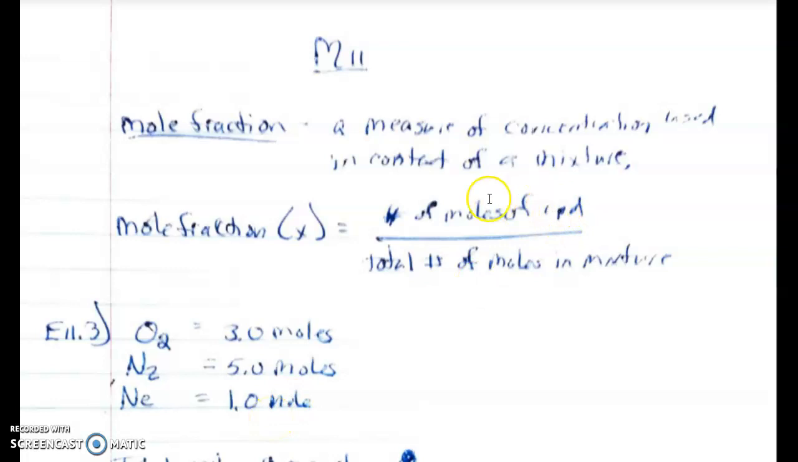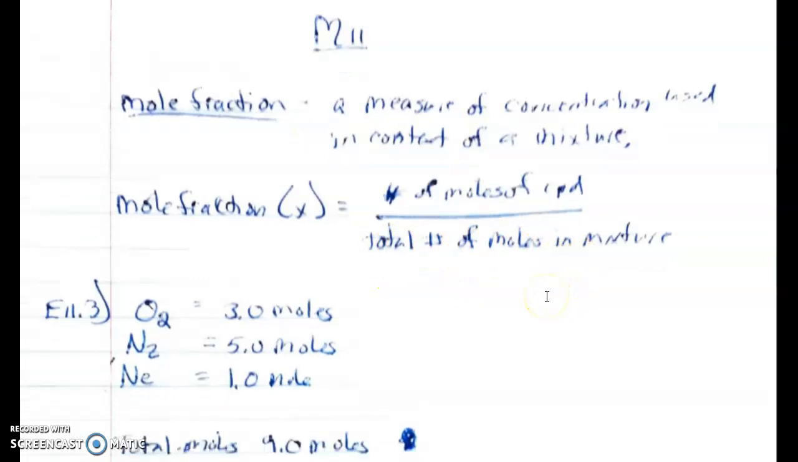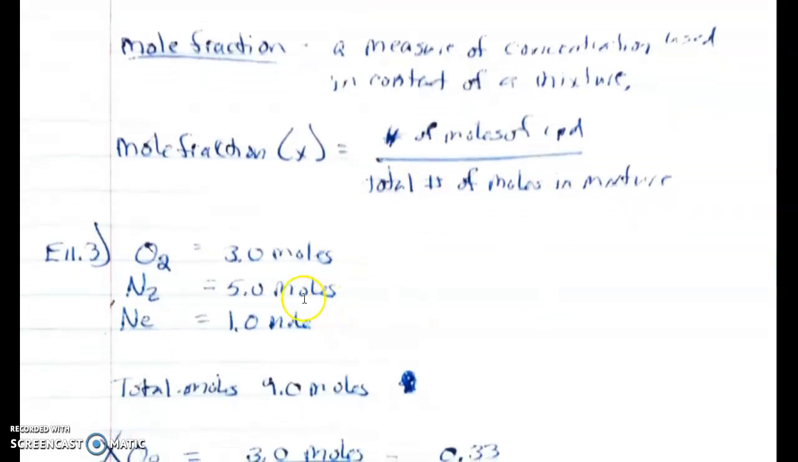All right. And so in this equation, we know the number of moles of each compound. So it leaves us to determine what is the total number of moles in this mixture. And this is relatively straightforward, right? If this is all that there is, we simply add up the moles of each of those compounds. So 3 plus 5 plus 1 equals 9. So our total mixture is composed of 9.0 moles of gas.